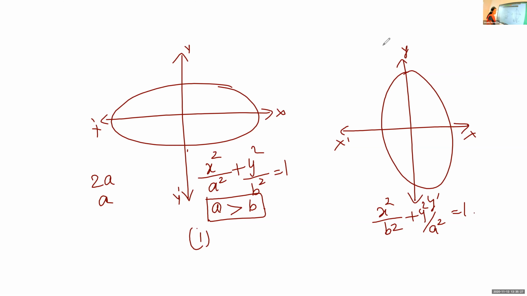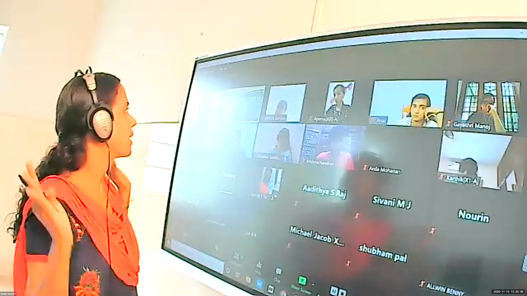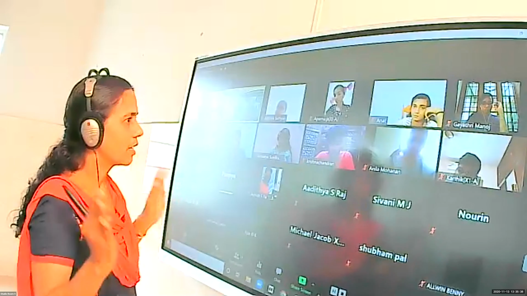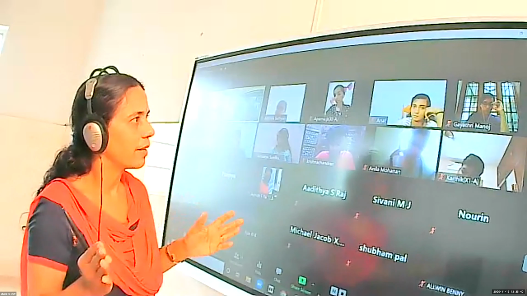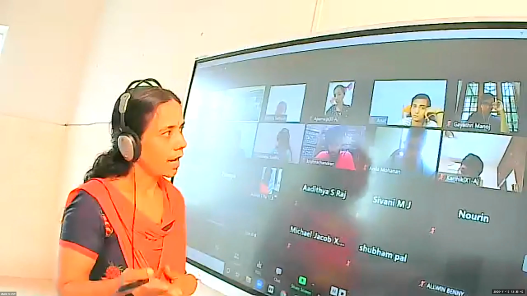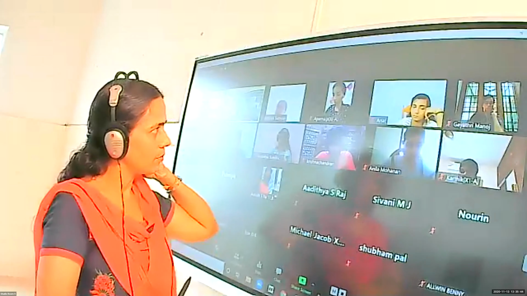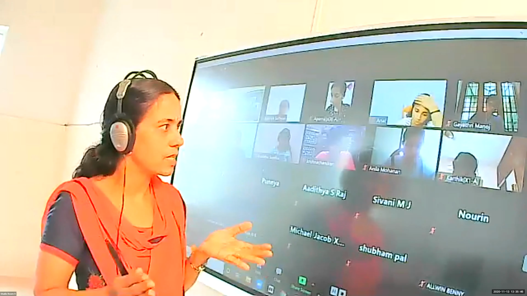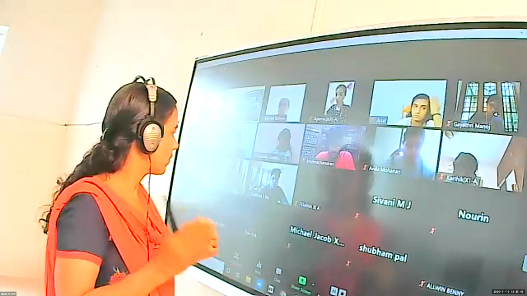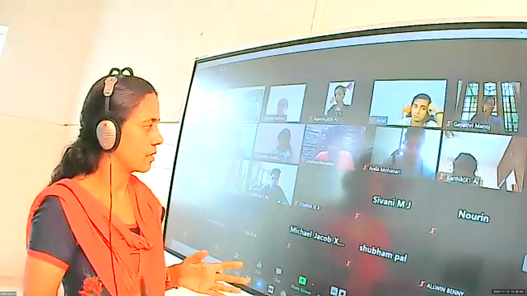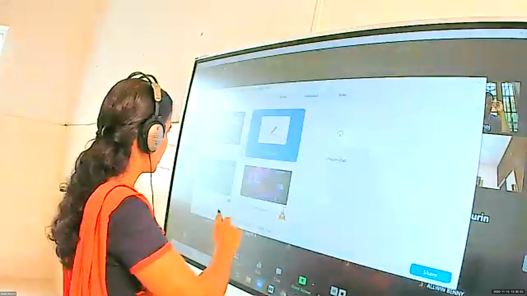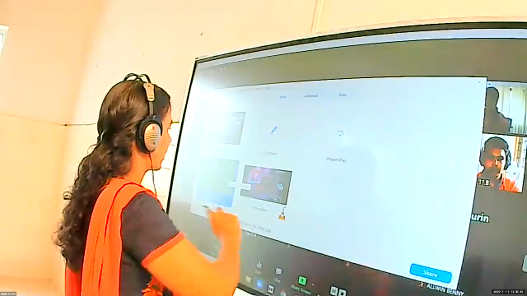Is it clear, children, the standard forms? Ma'am, A is greater than B in both cases. Yes, A will not change. A is the length of the major axis. So which one will be bigger? A. Isn't it? Major axis means we are selecting the bigger one. So A will always be greater than B in both the cases.